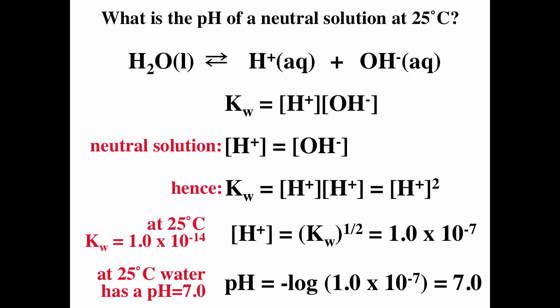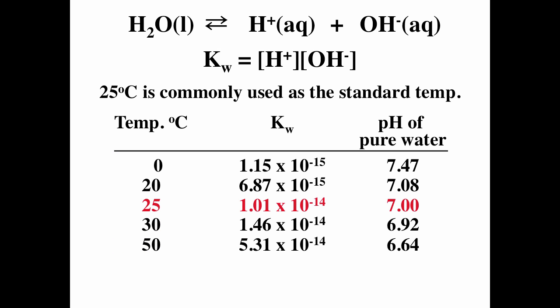Now it's kind of interesting, Kw is actually temperature dependent. Most equilibrium constants are temperature dependent. And so the pH of neutral solutions or the pH of pure water actually depends on temperature. And so at 50 degrees Celsius, the pH of pure water should be 6.64. And again, it just follows the temperature dependence of Kw.